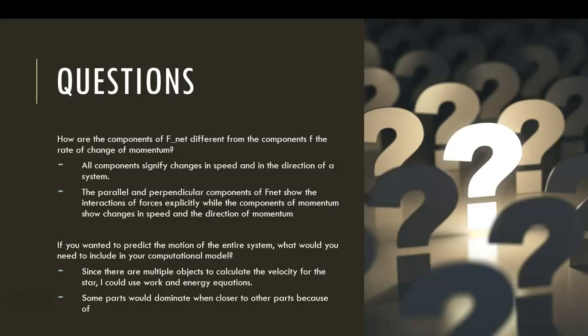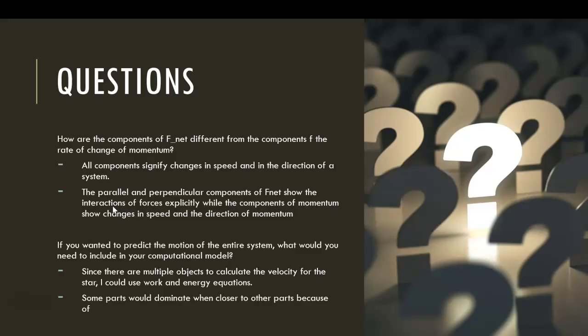How are the components of F net different from the components of the rate of change in momentum? To that, I would say that there is no significant difference, but the momentum is purely a change of momentum, signifying the change in speed and the change in direction of momentum, while it does not factor in all of the forces that could be acting on an object at any given point in time.